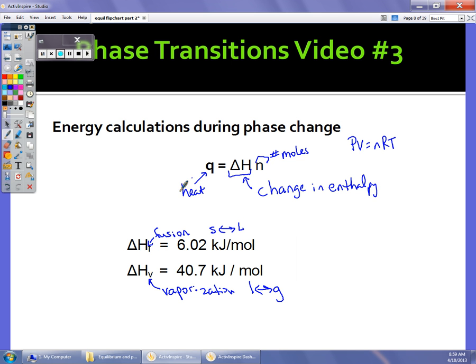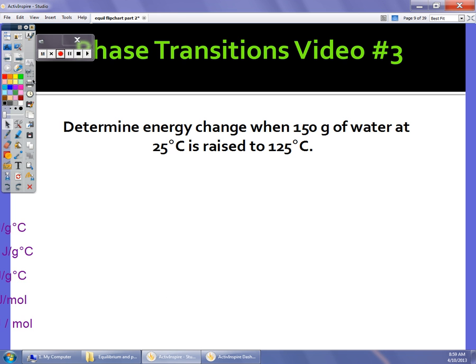Now, I didn't put the units up here again because you're going to have to look to see what your delta H value is. This is always given. Since this is in kilojoules, the unit will be in kilojoules. And it's the number of moles. So let's try two problems in action.